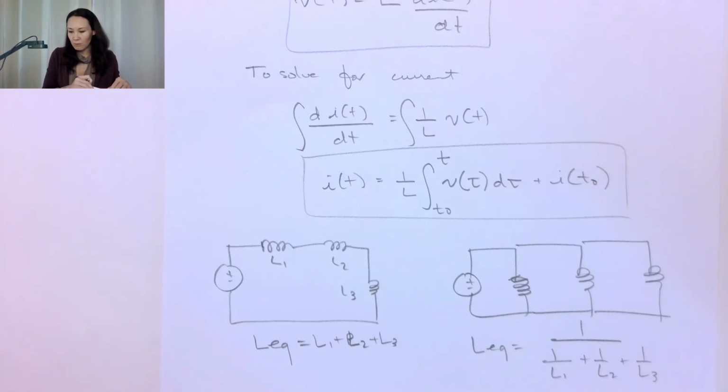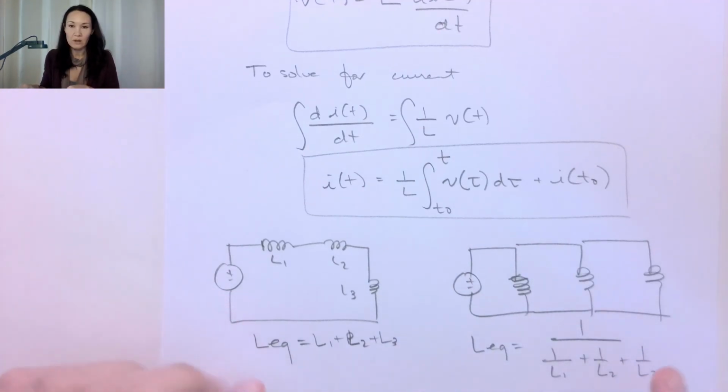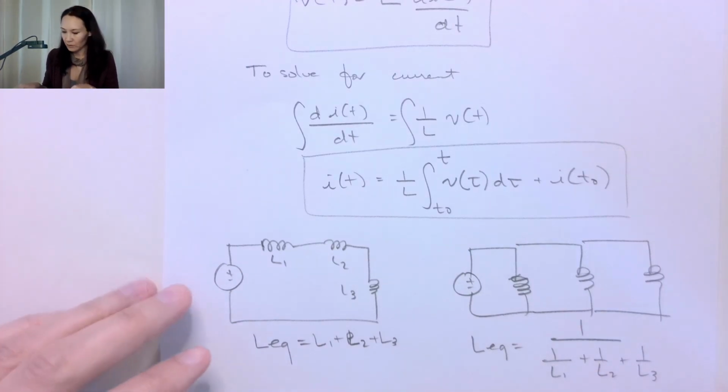Okay, great. So remember, for capacitors, it was the opposite. If you had capacitors in series, they added like inductors in parallel. And if you had capacitors in parallel, they added like inductors in series. But this is straightforward. This looks very familiar to us. It's the same way we would combine resistors.